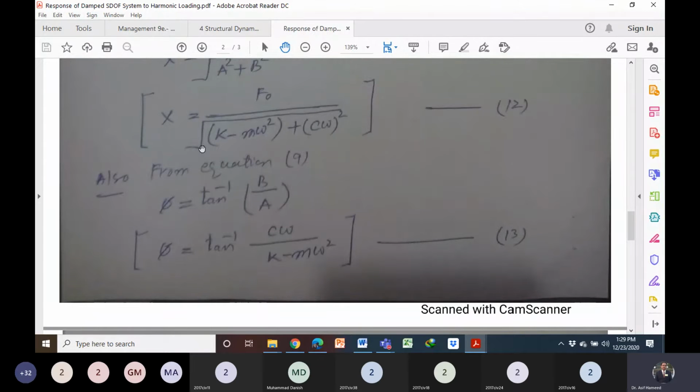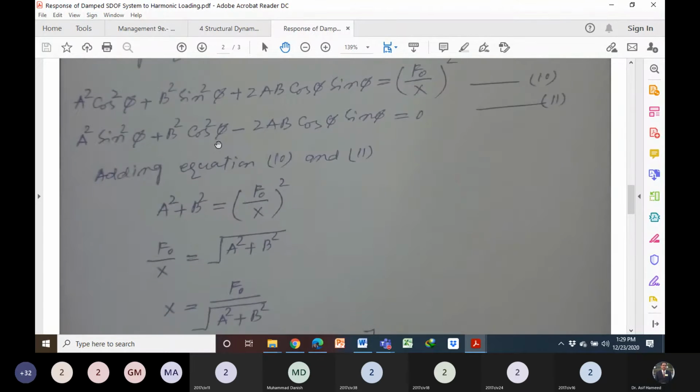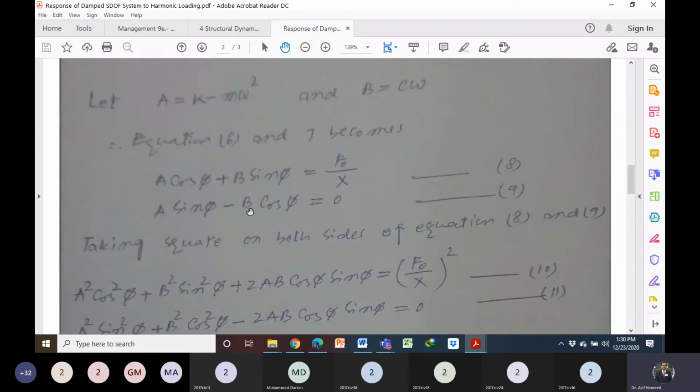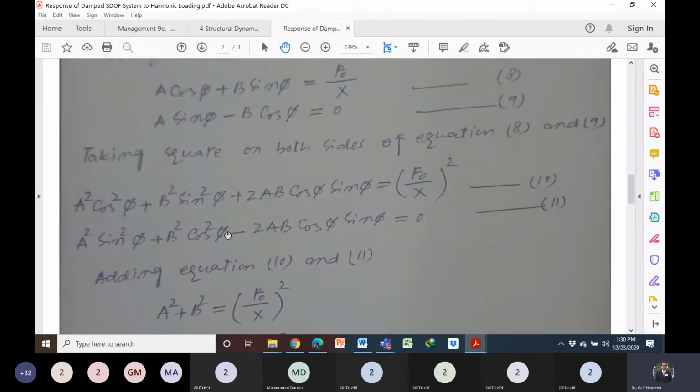And then from the equation number 9, you can take this term on the right hand side, and then sine square cosine will be divided. So sine square over cos square, that is tan, that will be equal to B over A from this equation.